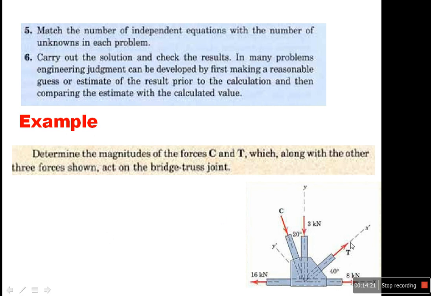Here I have this example. It says determine the forces C and T. Actually, this is a bridge truss joint, and I need to calculate or determine the forces C and T.